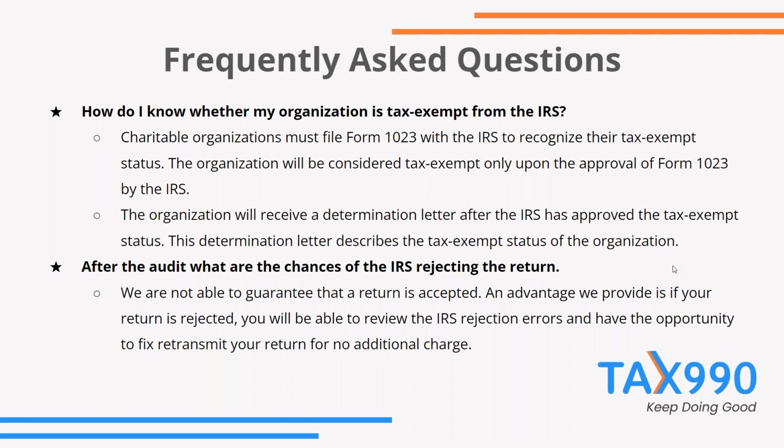An advantage we provide is if your return is rejected, you'll be able to review the IRS rejection errors and have the opportunity to fix and retransmit your return for no additional charge. Oftentimes, a return is only rejected if information that is specifically described in the determination letter is not reported accordingly on the 990 series form. For example, if you provide the wrong tax year or exempt status, your return will likely be rejected.